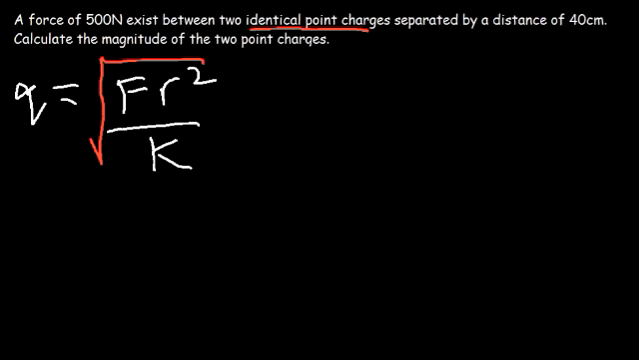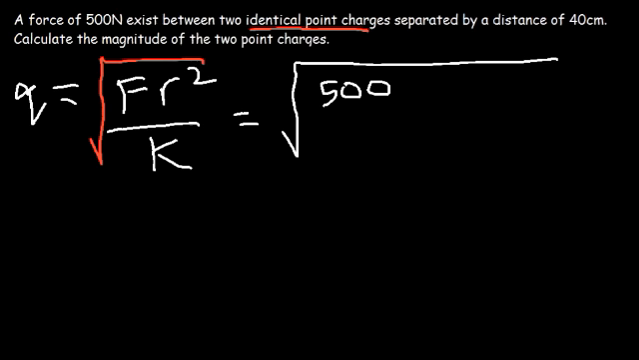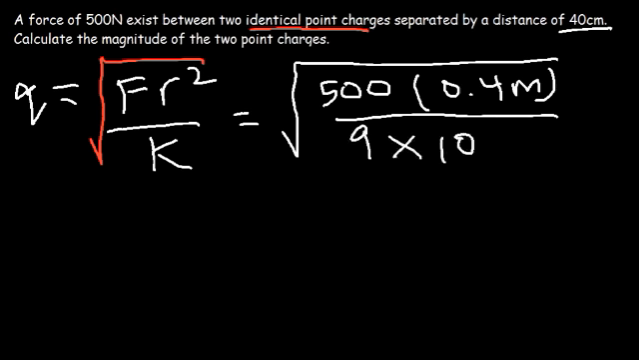So now let's solve for Q. At this point, we just got to plug in the numbers. The force is 500. The distance is 40 centimeters. To convert centimeters to meters, divide by 100. So this is the same as 0.4 meters. And K is going to be 9 times 10 to the 9. So let's see what the answer is going to be.